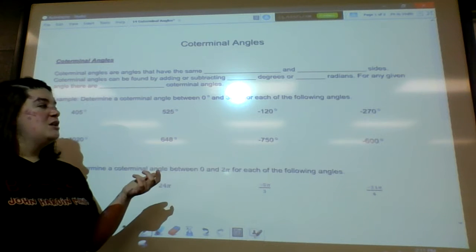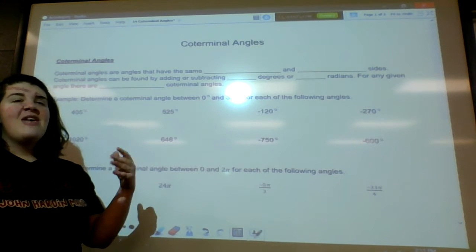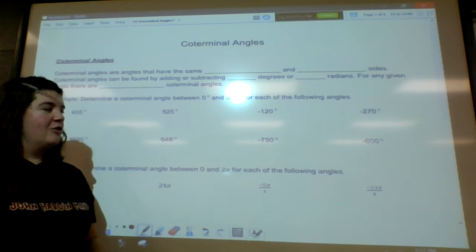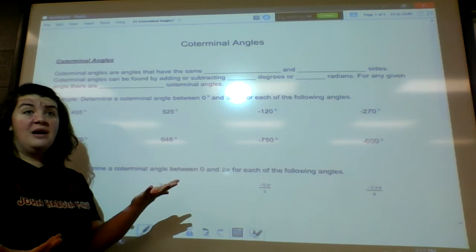And so what we're going to do is find coterminal angles. So we're going to find angles that we can use to help represent these bigger than 360 or smaller than 0 angles. And then we're going to evaluate and find the reference angle and the trig function for each of them, okay?